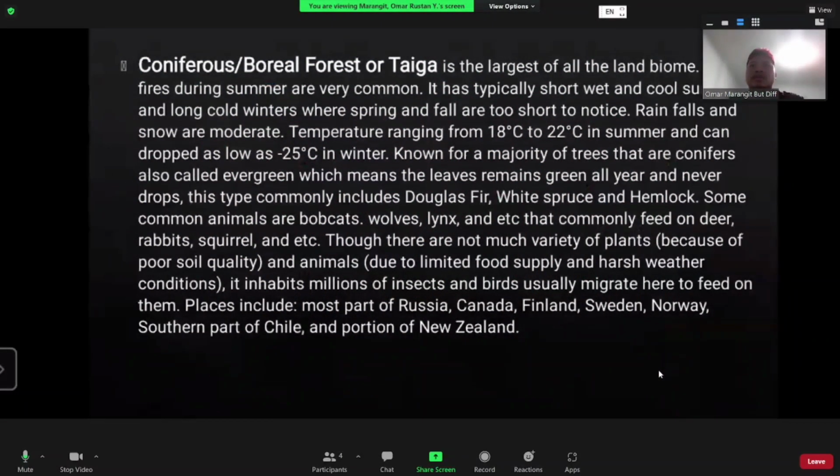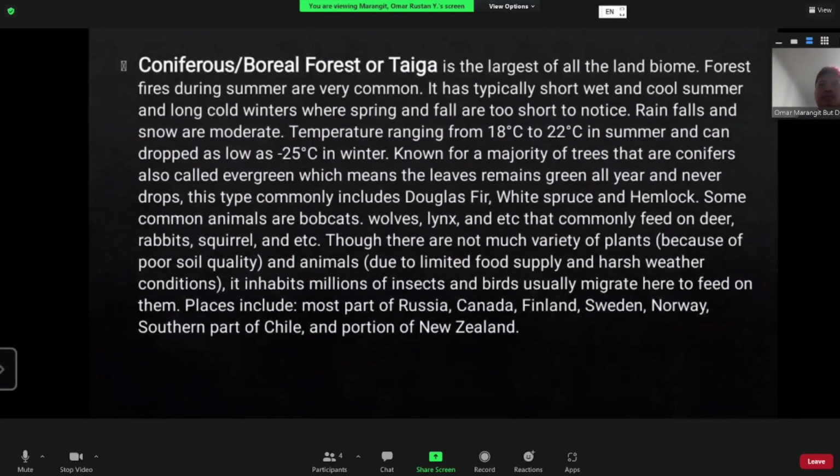So the third one is coniferous or boreal forest or taiga. Is the largest of all the land biomes. Forest fires during summer are very common. It has a typical short, wet, and cool summer, and long cold winters where spring and fall are too short to notice. So dito daw sa klase ng biomes na to ay bihira lang yung tag-ulan o mas mahaba yung panahon na mas mainit sa lugar na to.